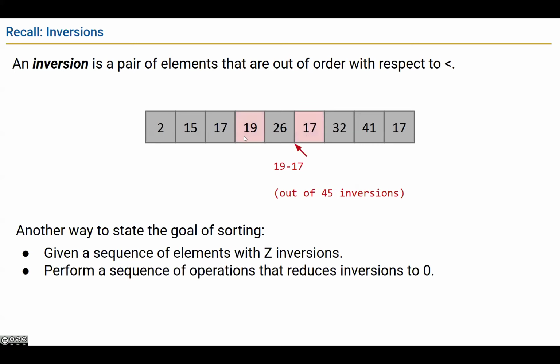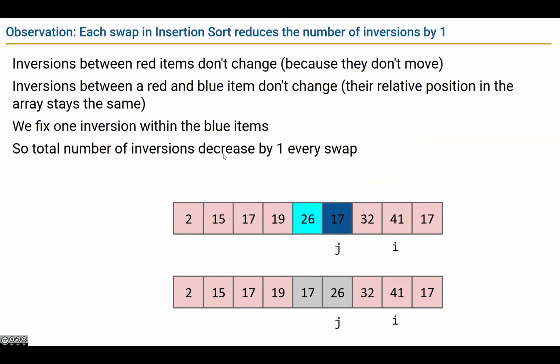So for example, this is 19 and 17, that's out of order. Here's a few other inversions. And then if we just count them all out, we see that there are 6 total inversions in this list. Now, one thing we can note is that when we swap items in insertion sort, it reduces the number of inversions by 1. Now, why is that true?